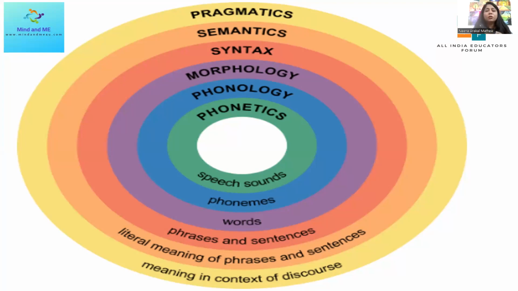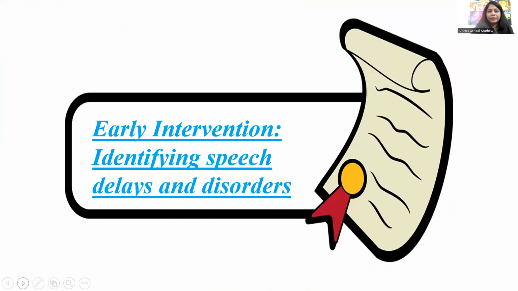Pragmatics is other social rules of a language. Whom am I talking to? What is my tone? Am I listening empathetically? What is my facial expression? All those social rules are part of pragmatics. So these were the language components.